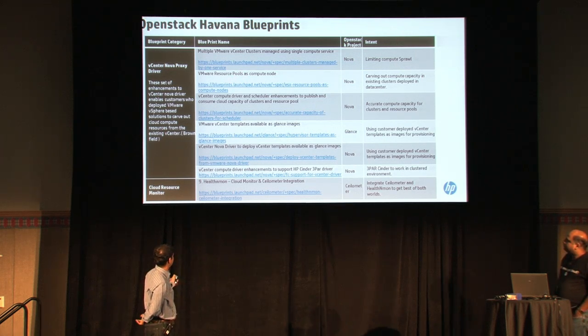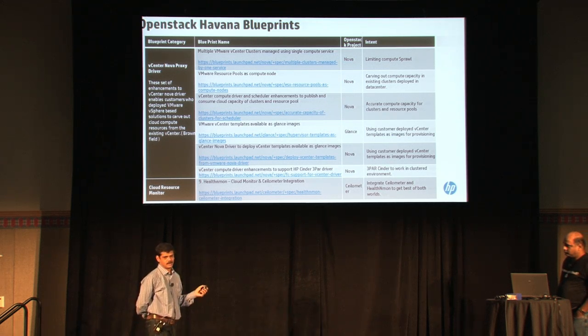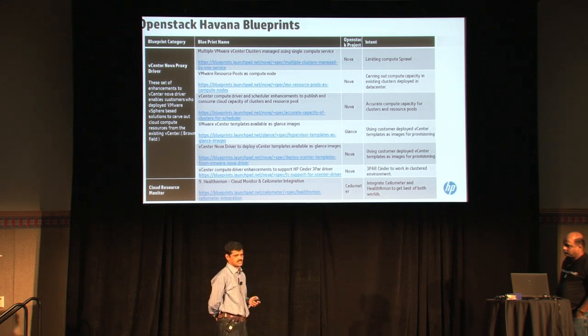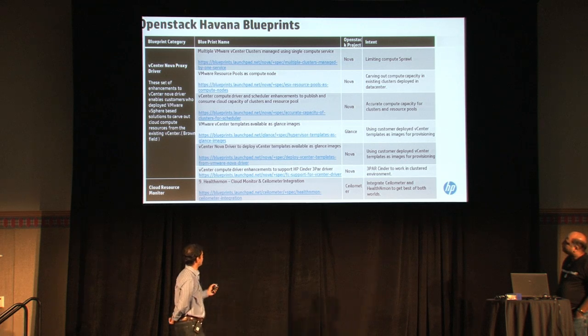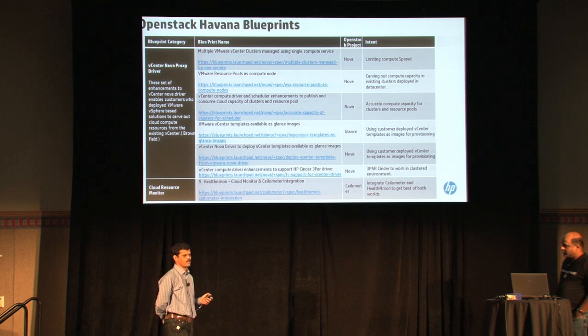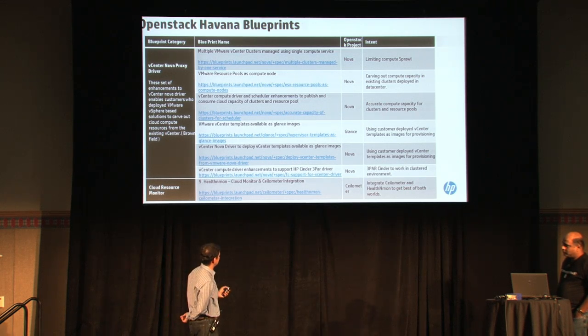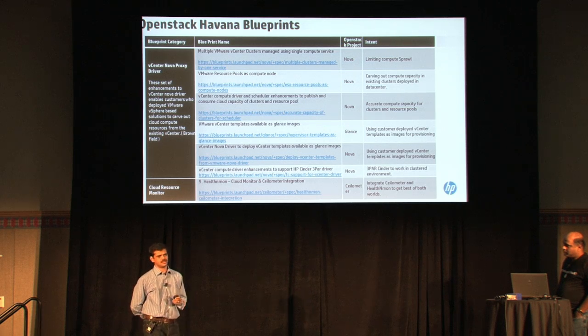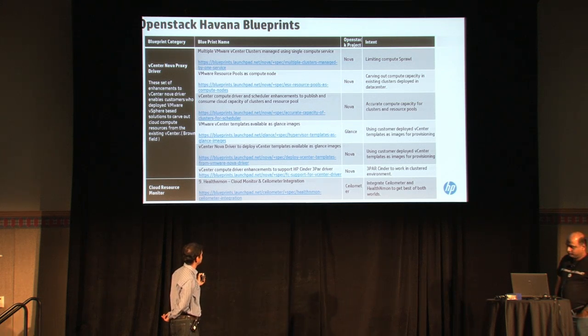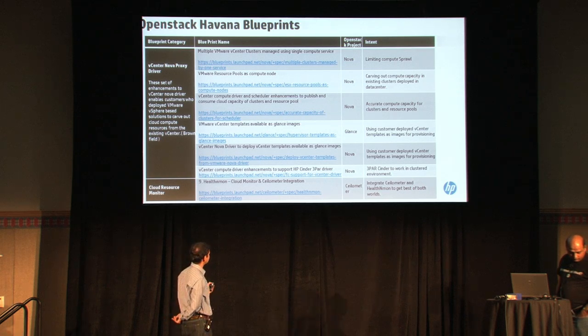The third one is mainly about vCenter compute driver and scheduler enhancements to publish the cloud capacity, which is required when we implement a compute managing multiple clusters and resource pools. Today, in the existing VC driver, which is out there as part of Grizzly, you can manage one cluster using one compute. And the cluster capacity it currently gives is mainly the first resource pool capacity in the default resource pool, and this is enhancing that feature.